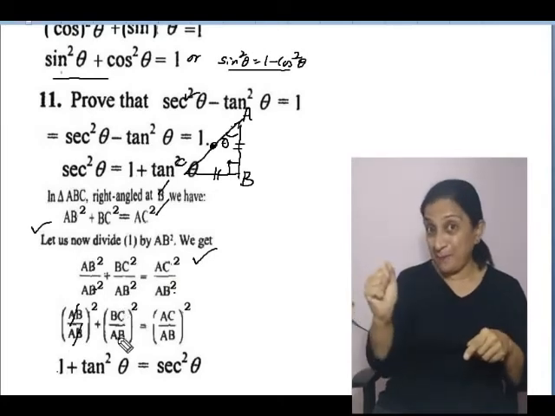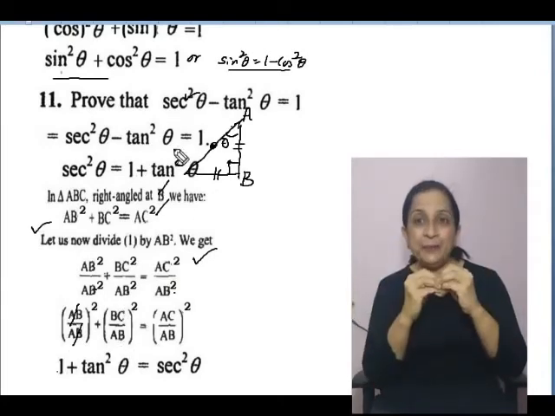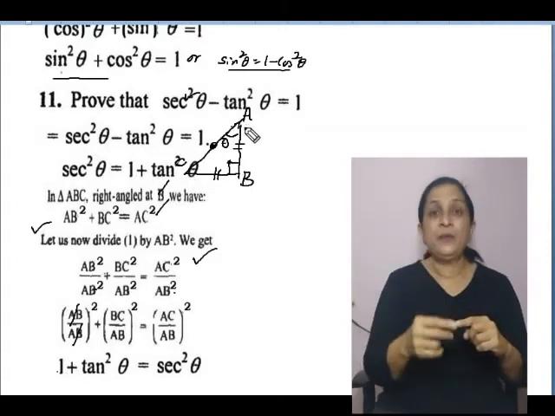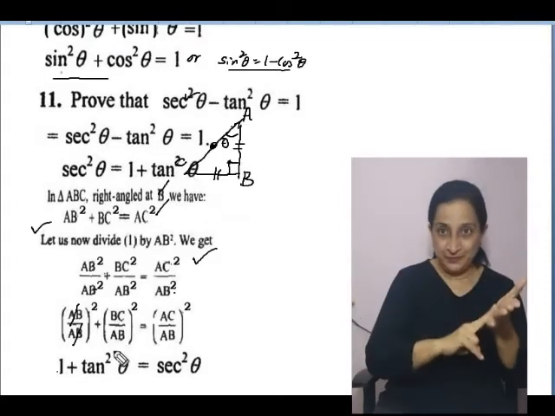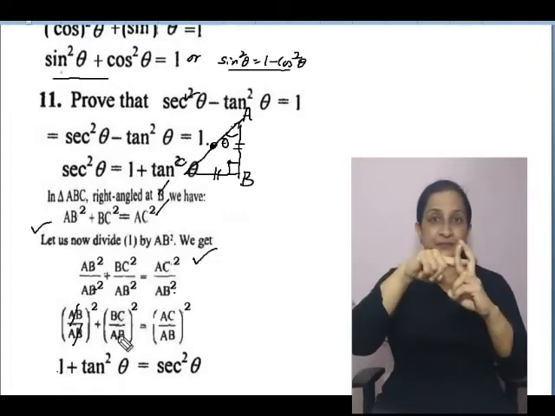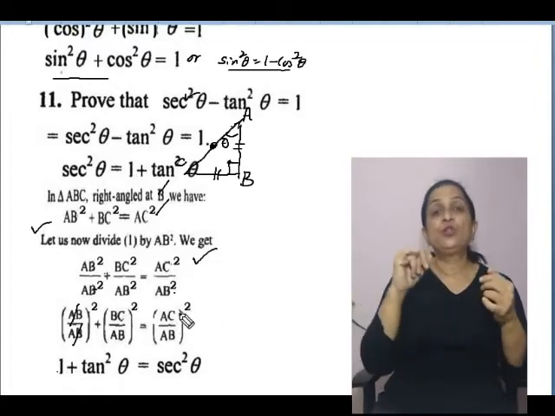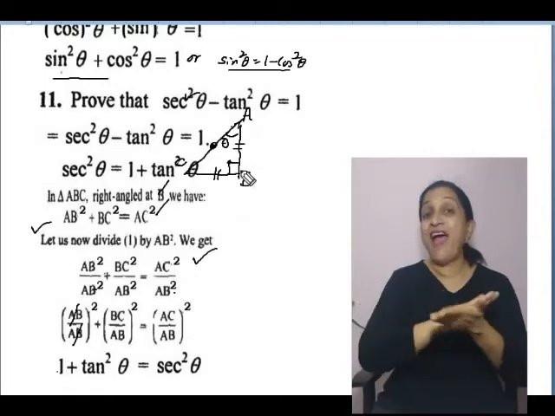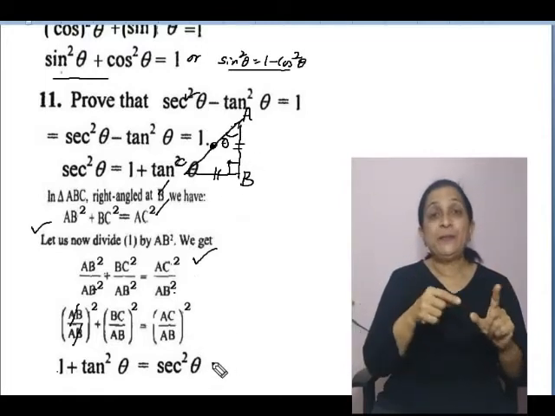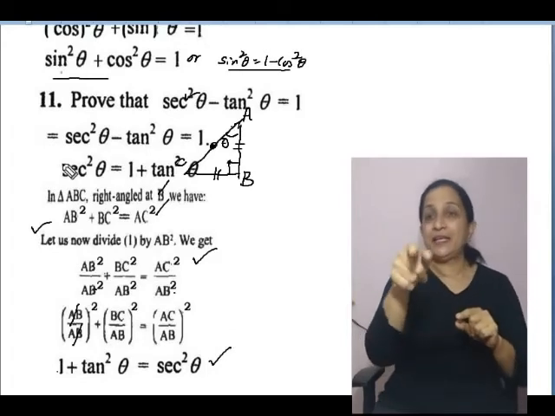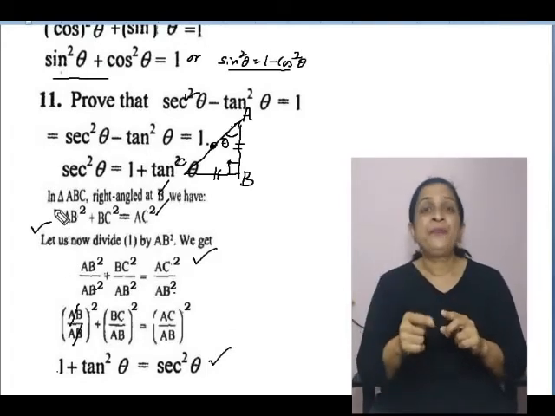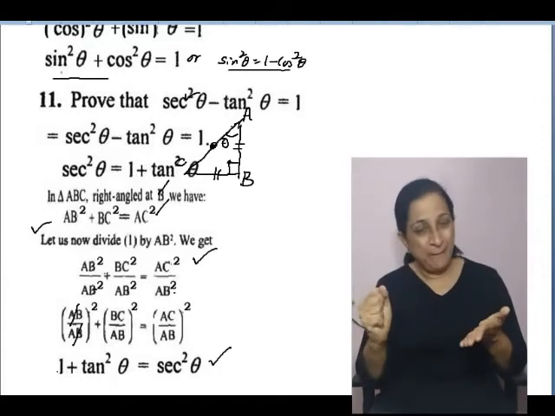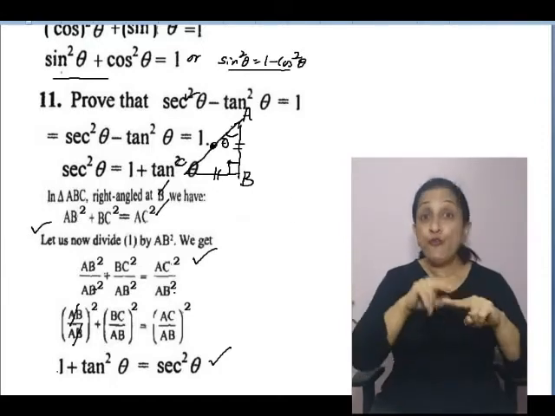BC upon AB, opposite side by adjacent side, is nothing but tan theta, and it is equal to AC upon AB, that is hypotenuse divided by adjacent side, which is nothing but sec squared theta. So this is the proof. These two proofs you must remember, and you can easily score 4 marks with this.